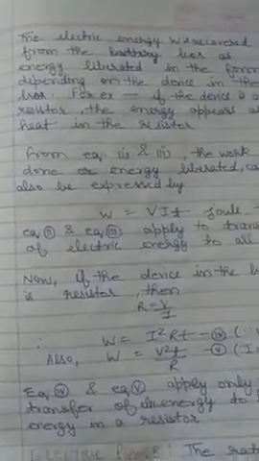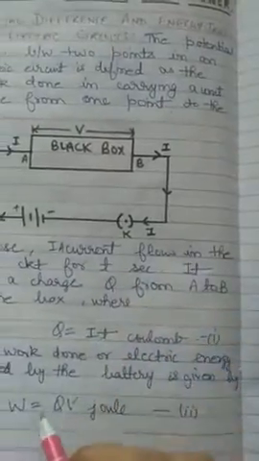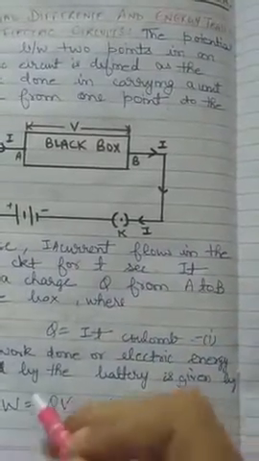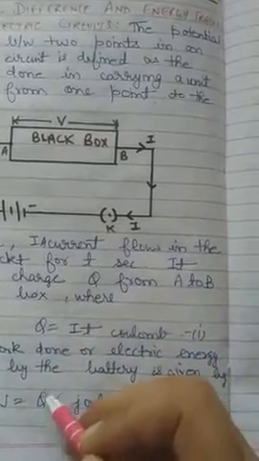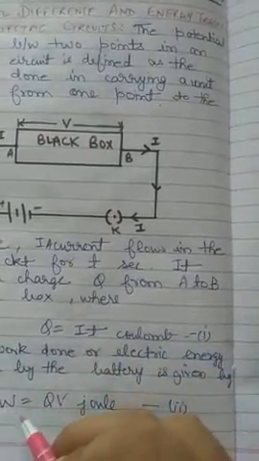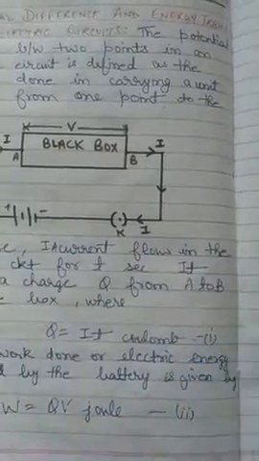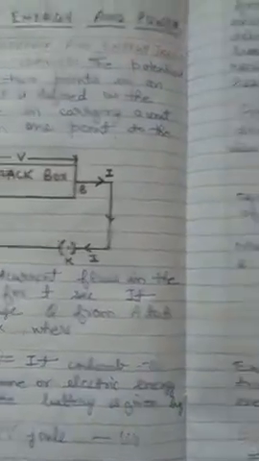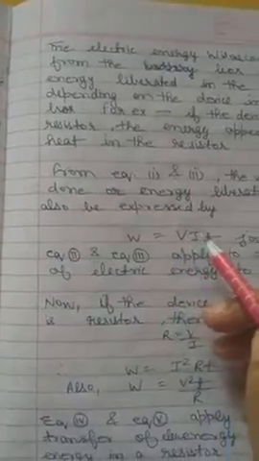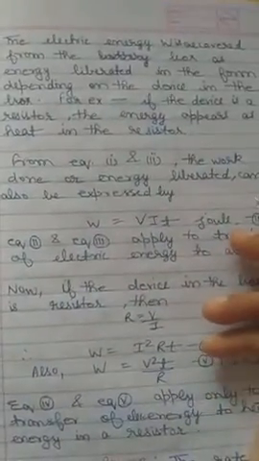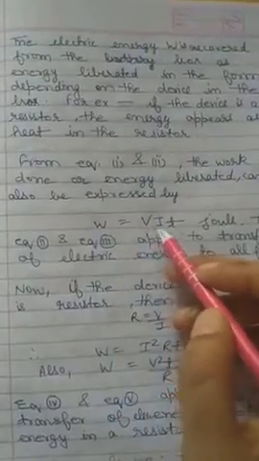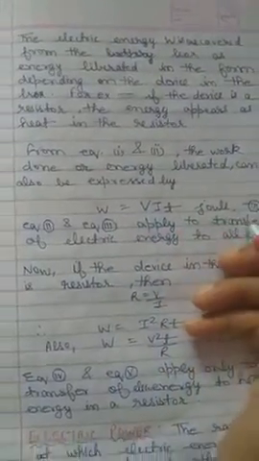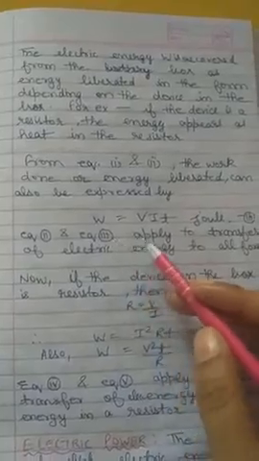So from equation 1 and 2, that is Q is equal to I into T and W is equal to Q into V, if in place of Q you place IT, this will become W is equal to VIT. You already have learned this relation. So this will be the amount of work done or the energy liberated, we can say that. So it can be expressed as W is equal to VI into T joule.